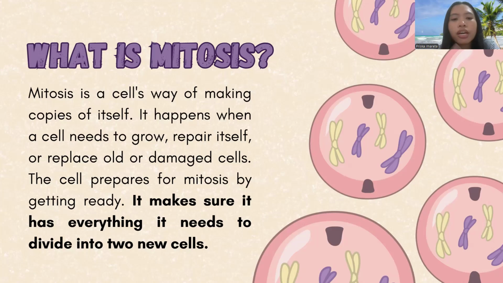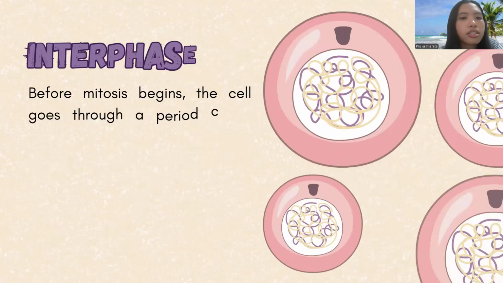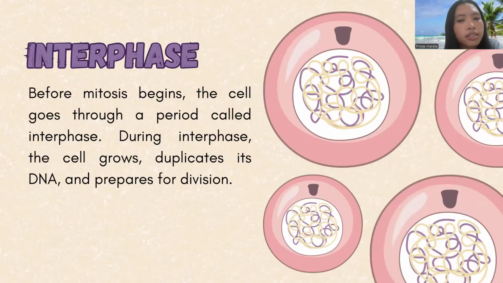Okay? Before mitosis begins, cells make preparation first. This preparation is called interphase, which I will explain more in the next slide. These are the stages of mitosis: starting from interphase, prophase, metaphase, anaphase, telophase, and cytokinesis. First is interphase. Before mitosis begins, the cell goes through a period called interphase. During interphase, the cell grows, duplicates its DNA, and prepares for division.